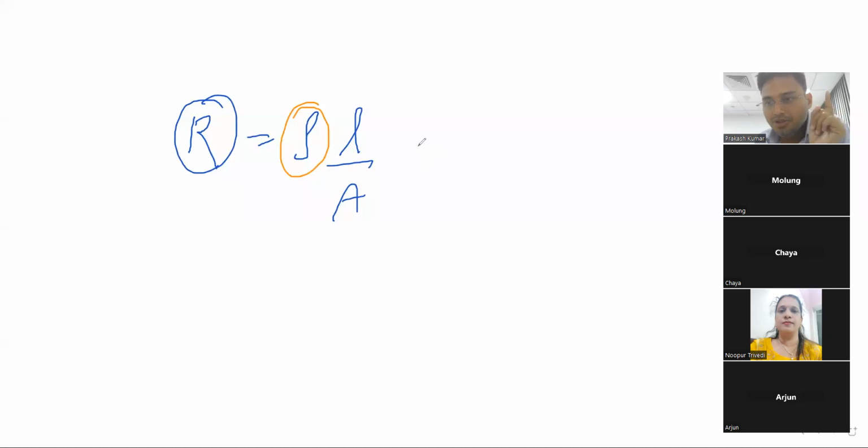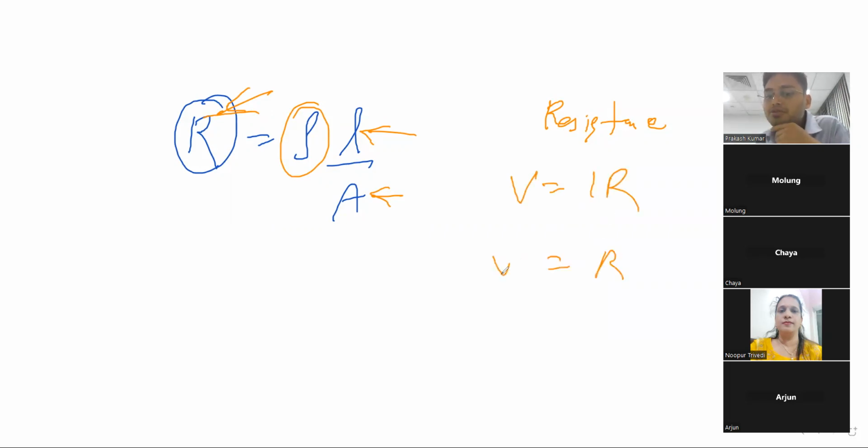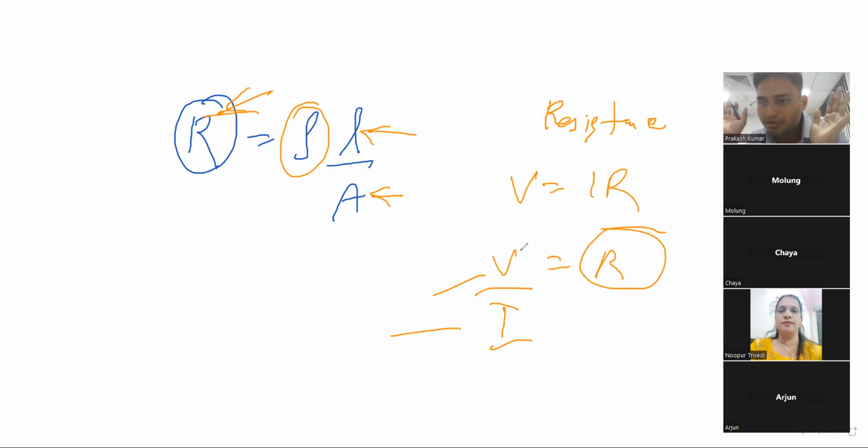Okay, now I'm going to the basics. Right now you are studying resistance. If I ask why resistance changes, you can see here is the formula: rho into L by A. If I change the length L and the cross-section area of the wire, it will change, right? Also, Arjun has just told me V equals IR, so R equals V by I. If I change voltage and current, resistance will change. So resistance is going to change.